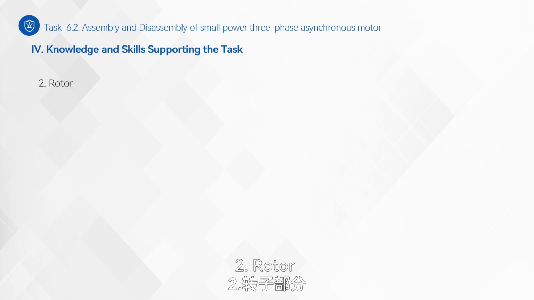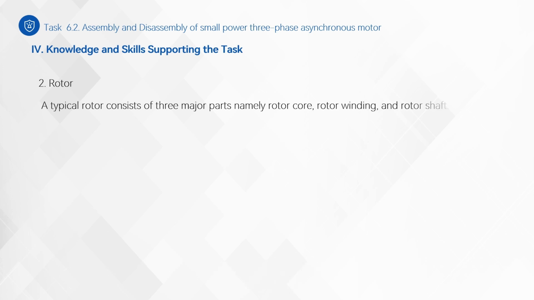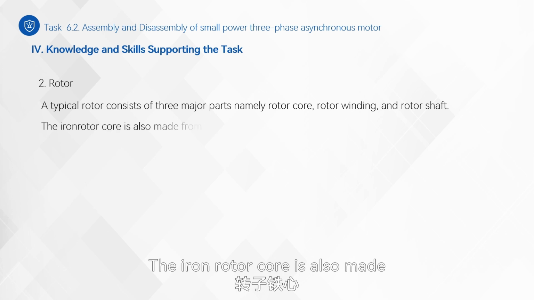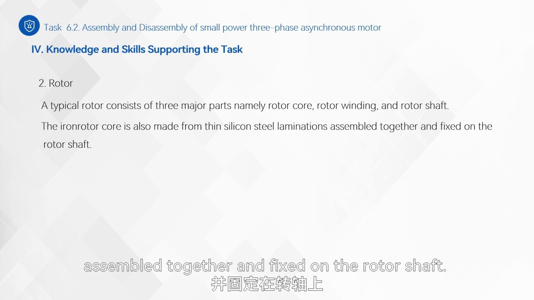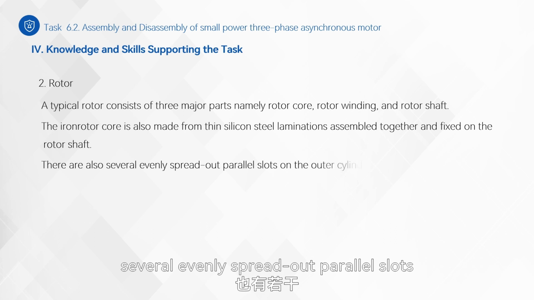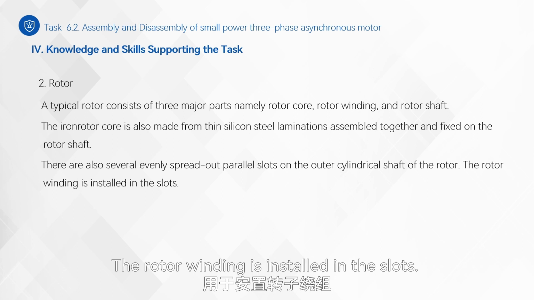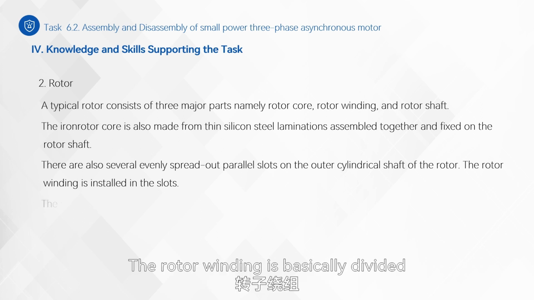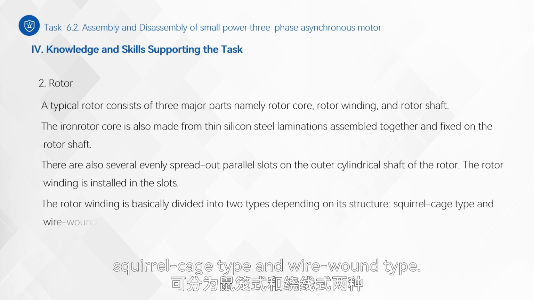2. Rotor. A typical rotor consists of three major parts, namely rotor core, rotor winding, and rotor shaft. The iron rotor core is also made from thin silicon steel laminations assembled together and fixed on the rotor shaft. There are also several evenly spread out parallel slots on the outer cylindrical surface of the rotor. The rotor winding is installed in the slots. The rotor winding is basically divided into two types depending on its structure: squirrel cage type and wire wound type.